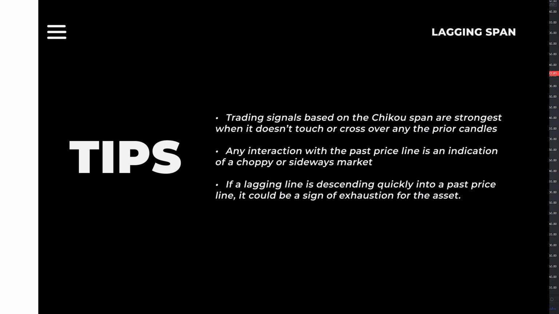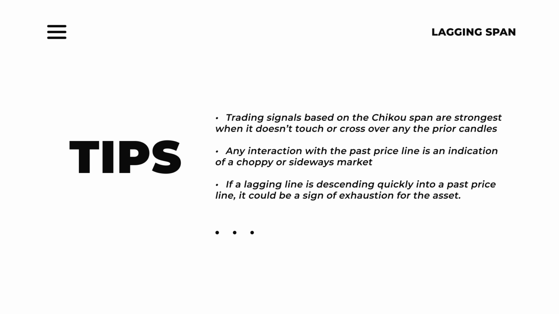Trading signals based on the Chikou span are strongest when it doesn't touch or cross over any of the prior candles. Any intersection with the past price line is an indication of a choppy or sideways market. If the lagging line is descending quickly into a past price line, it would be a sign of exhaustion for the instrument.